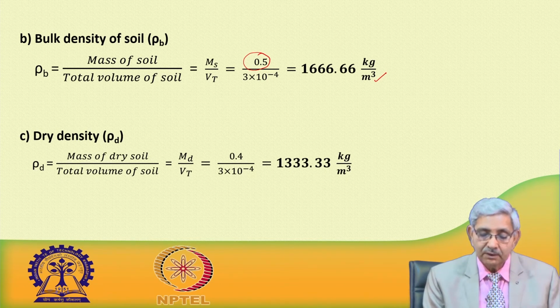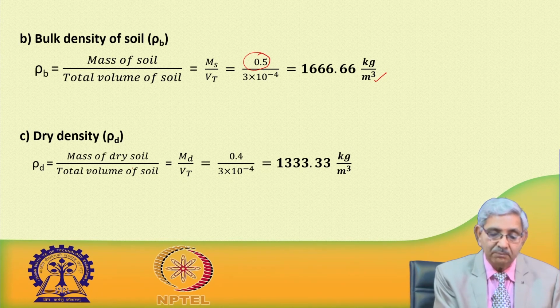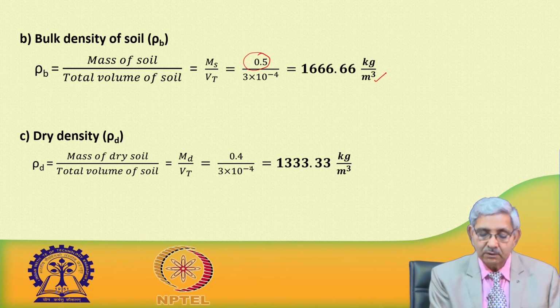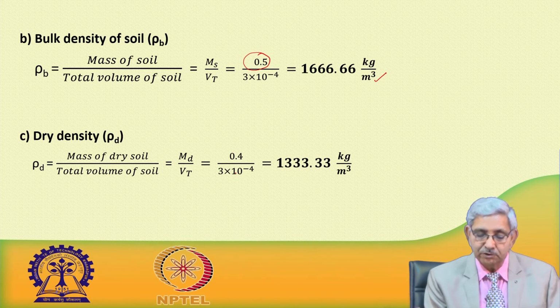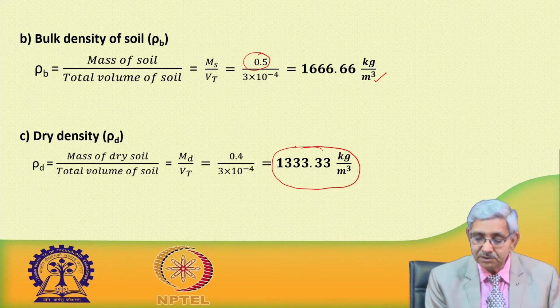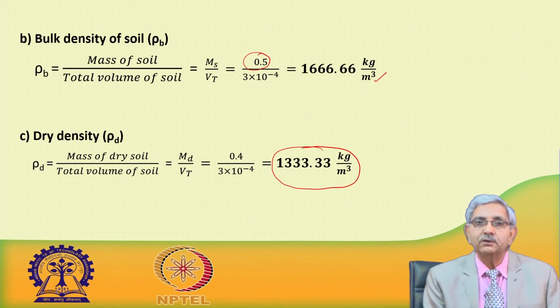Dry density, just simply here we will be using mass of dry soil divided by total volume of soil. So, mass of dry soil is given, this is 0.4 kg, and the total volume of the soil core sampler is 3 into 10 to the power minus 4. So, this value of the dry density is 1333.33 kg per cubic meter.